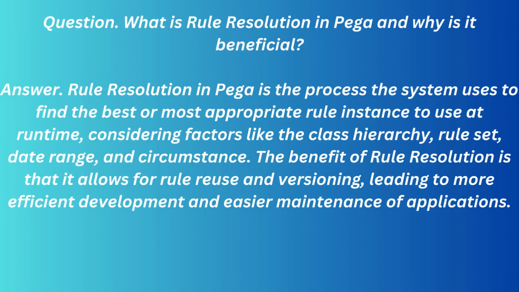Question. What is rule resolution in Pega and why is it beneficial? Answer. Rule resolution in Pega is the process the system uses to find the best or most appropriate rule instance to use at runtime, considering factors like the class hierarchy, rule set, date range, and circumstance.